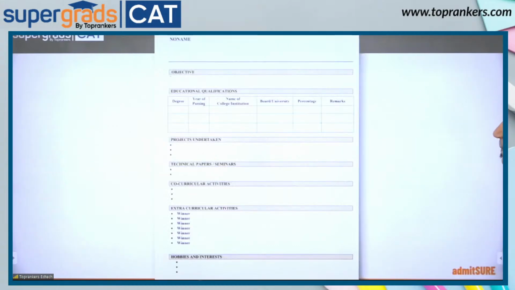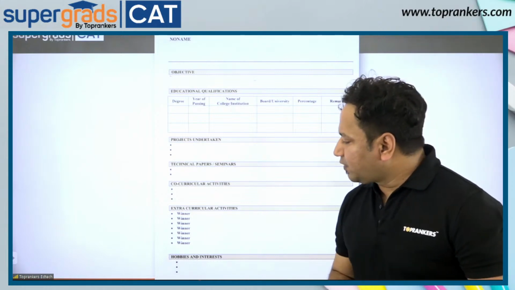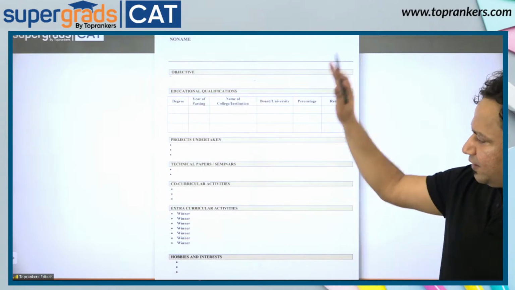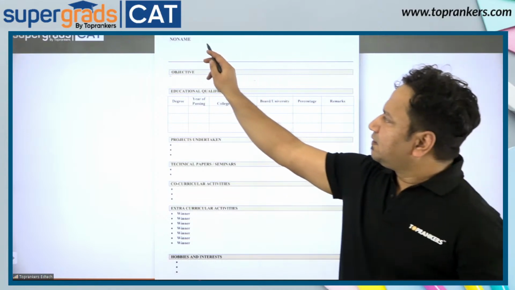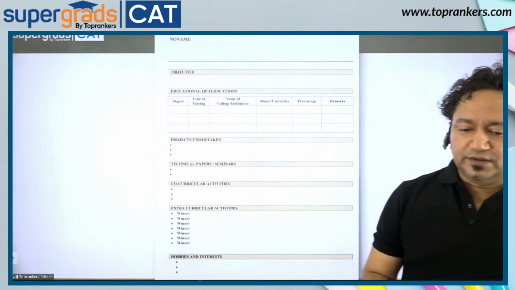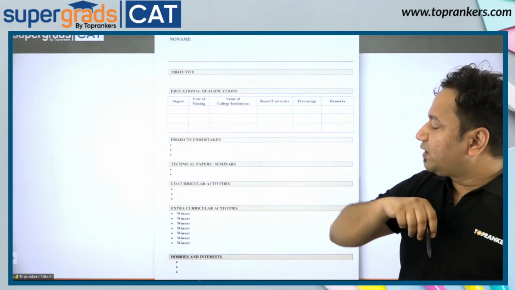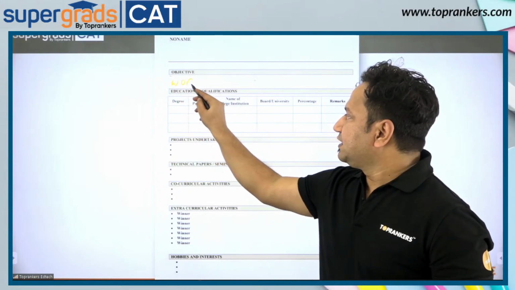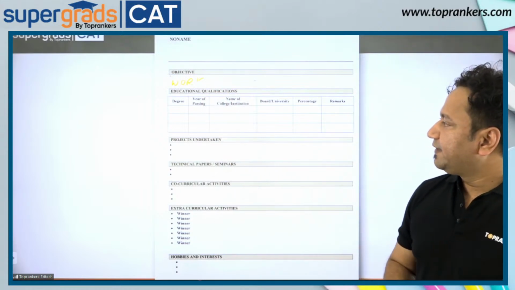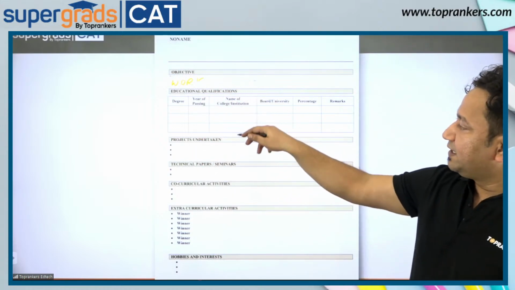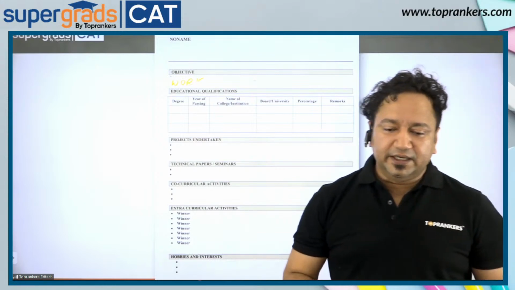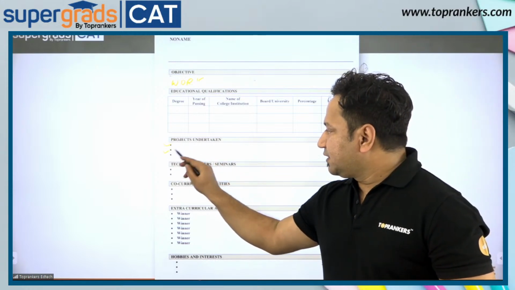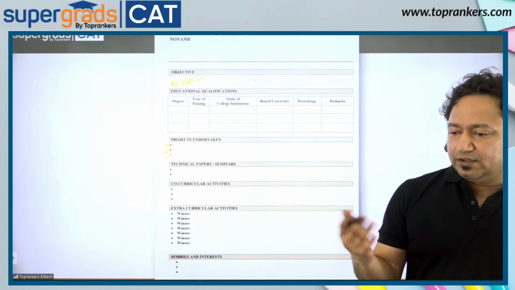Okay, this is a sample for freshers basically. I have not written any work experience, but look at this, absorb this information. This is the column in which I talked about the name and details, educational qualifications. But if you are working, then you should write the work experience first, and then go to the educational qualifications: degree, year of passing, name of college or institution, board or university, percentage, and any kind of remarks. Projects undertaken.